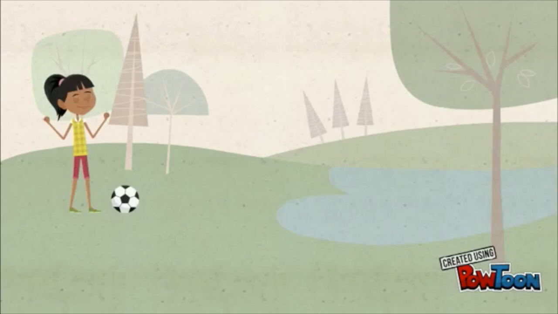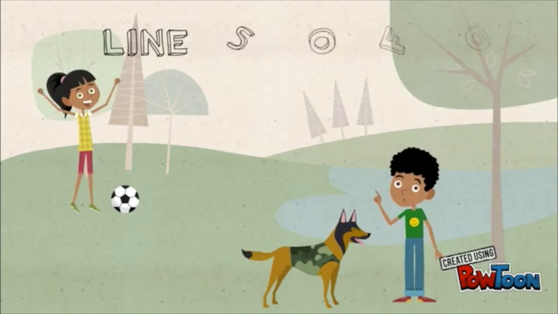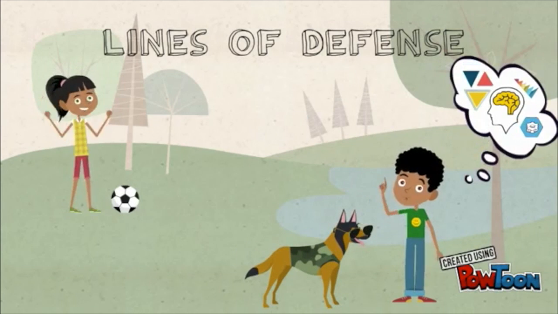Now that we've gone over the components of the immune system, let's talk defense. And yes, the dog does have shades.